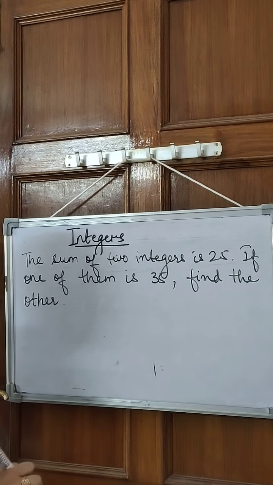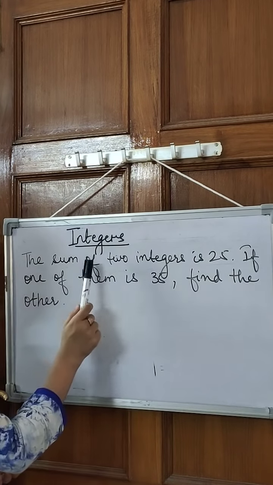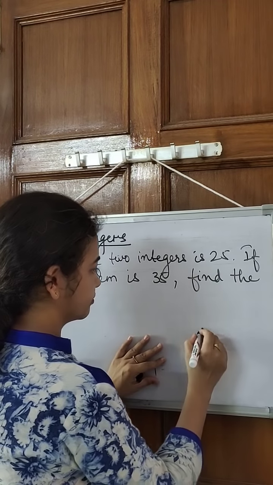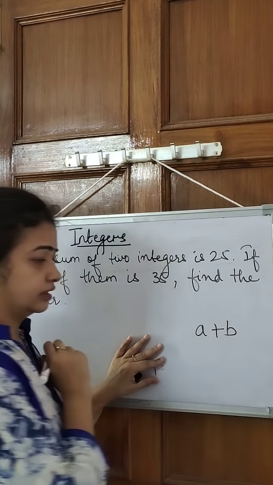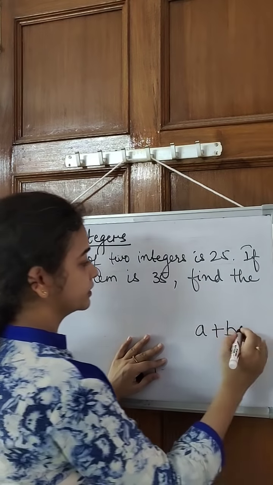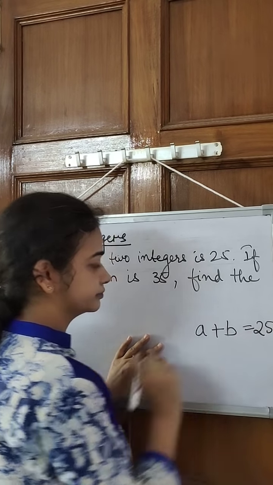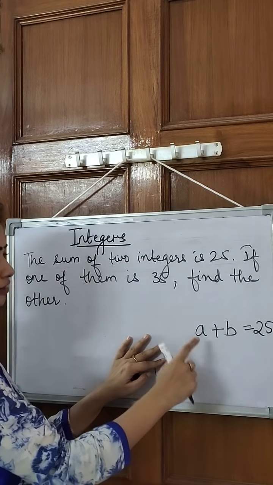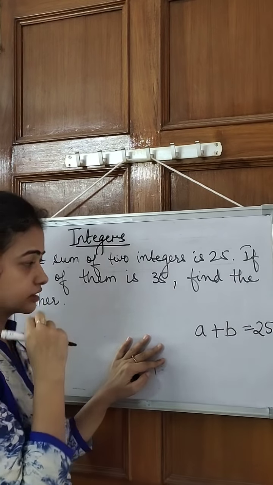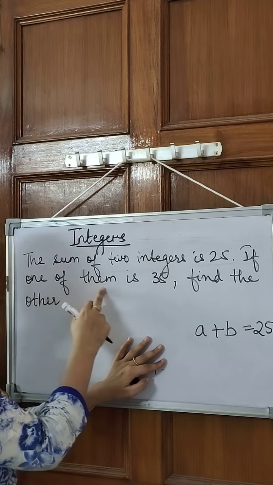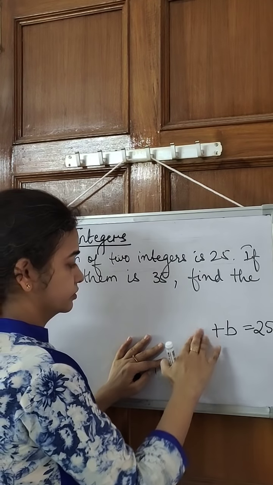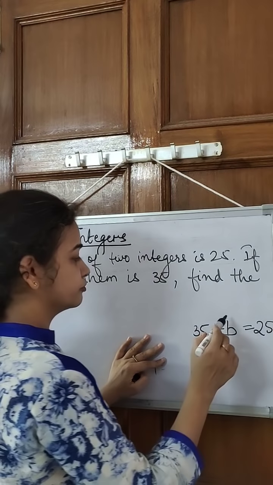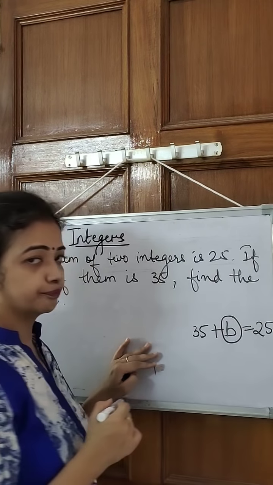Now what they are saying is that the sum of two integers, I am just taking any two numbers, suppose a and b. When we add them, the answer is coming 25. This is what they are saying, the sum of two integers is 25. Now they are saying one of them is 35. So I know one of them is 35. You have to find out the other number.